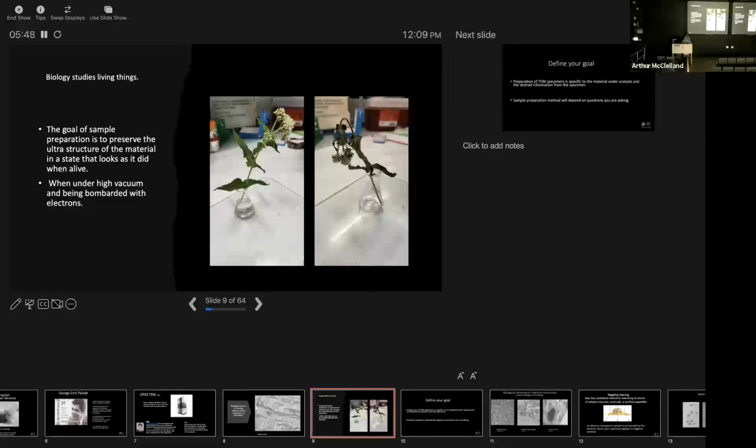But when we put them into a microscope, an electron microscope in particular, that's not a very life-giving atmosphere. It's in a vacuum, we're being bombarded with electrons. There's thickness issues that we have to be concerned with. So how do we get something into that environment that still looks like it was alive, which is our goal. The goal of sample preparation is to preserve the ultrastructure of the material that we're looking at in a state that looks as it did when it was alive, while at a high vacuum and being bombarded with electrons.